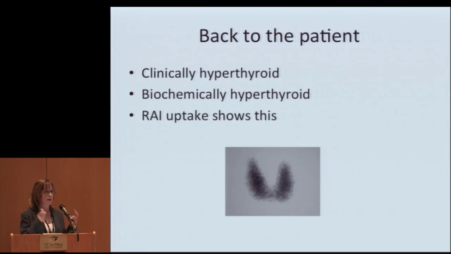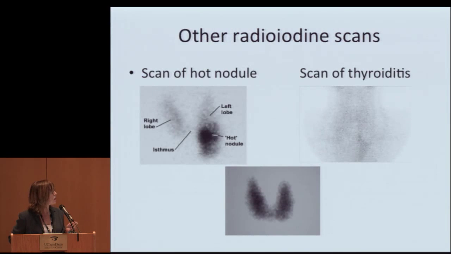So this is a gamma camera taking a picture of the thyroid after the patient has ingested radioactive iodine. And the reason this is diagnostic is if the patient had a hot nodule, then all the radioactivity is concentrated here, and you can see that the rest of the thyroid doesn't take up radioactive iodine. This is not Graves' disease.